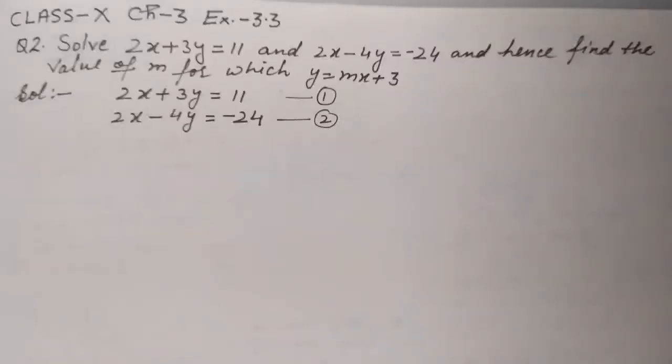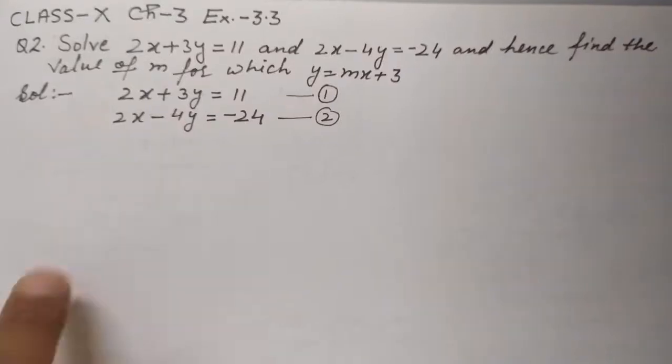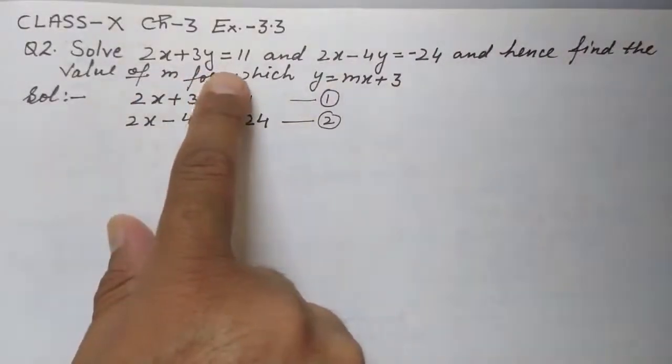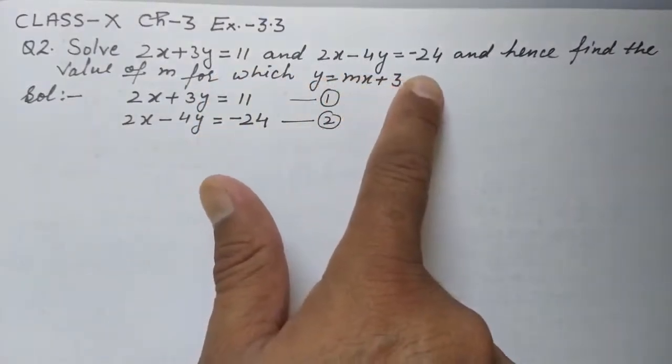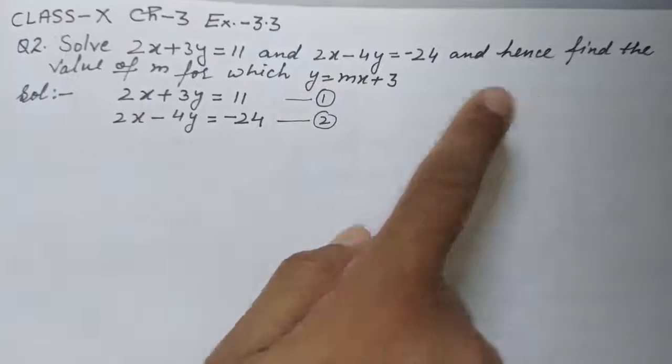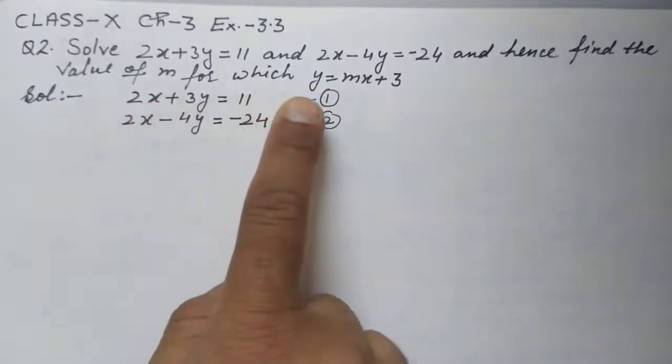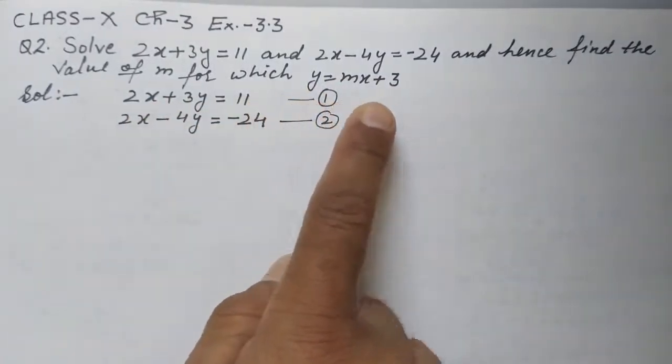Hello dear students, welcome to this maths class. Let's solve this question. Solve 2x plus 3y is equal to 11 and 2x minus 4y is equal to minus 24, and hence find the value of m for which y is equal to mx plus 3.